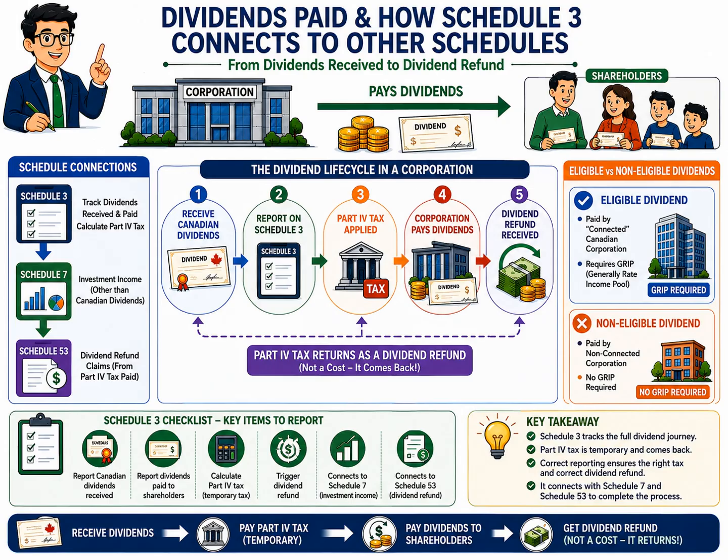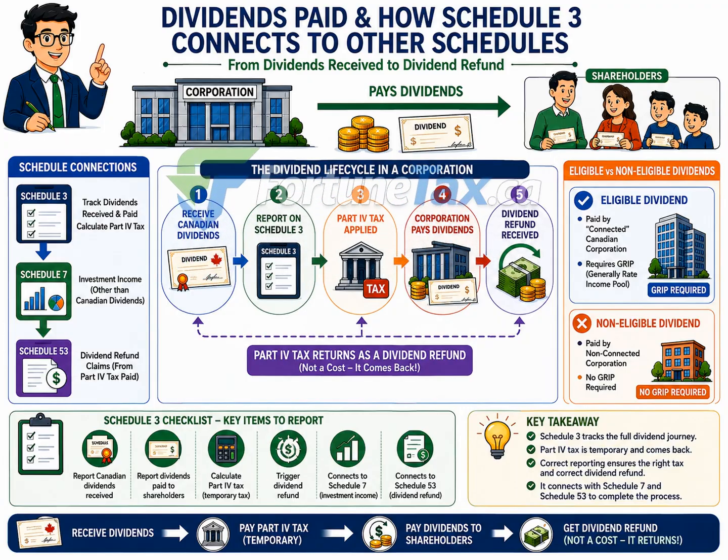Think of it as a complete cycle. First, the corporation receives Canadian dividends. Next, those dividends are reported on Schedule 3. If applicable, Part 4 tax is calculated and paid. Later, when the corporation distributes dividends to its shareholders, the Canada Revenue Agency may refund that Part 4 tax. This is why Part 4 tax is considered temporary rather than permanent.